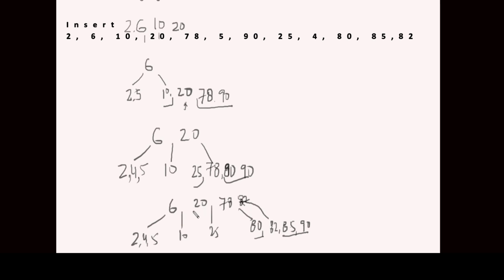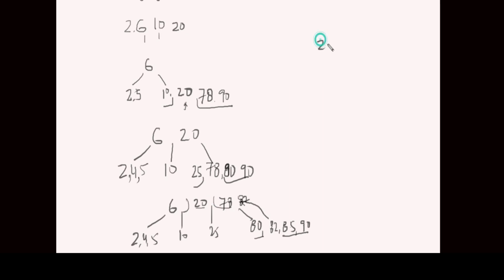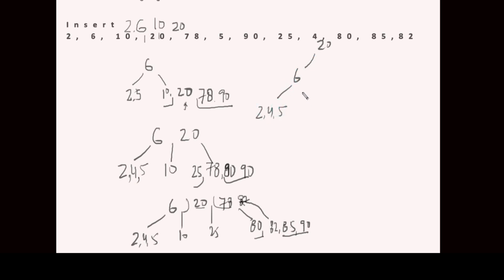So we'll find the mid value. This is the mid. So we'll split into this part. We'll get like this. 20 will go and become the root. Then we have 6 here. Then at the left we have 2, 4, and 5. And here we have 10. And here we have 78, 82. And at the left of 78, 82, we have 25. And at the right of this, we have 85, 90.